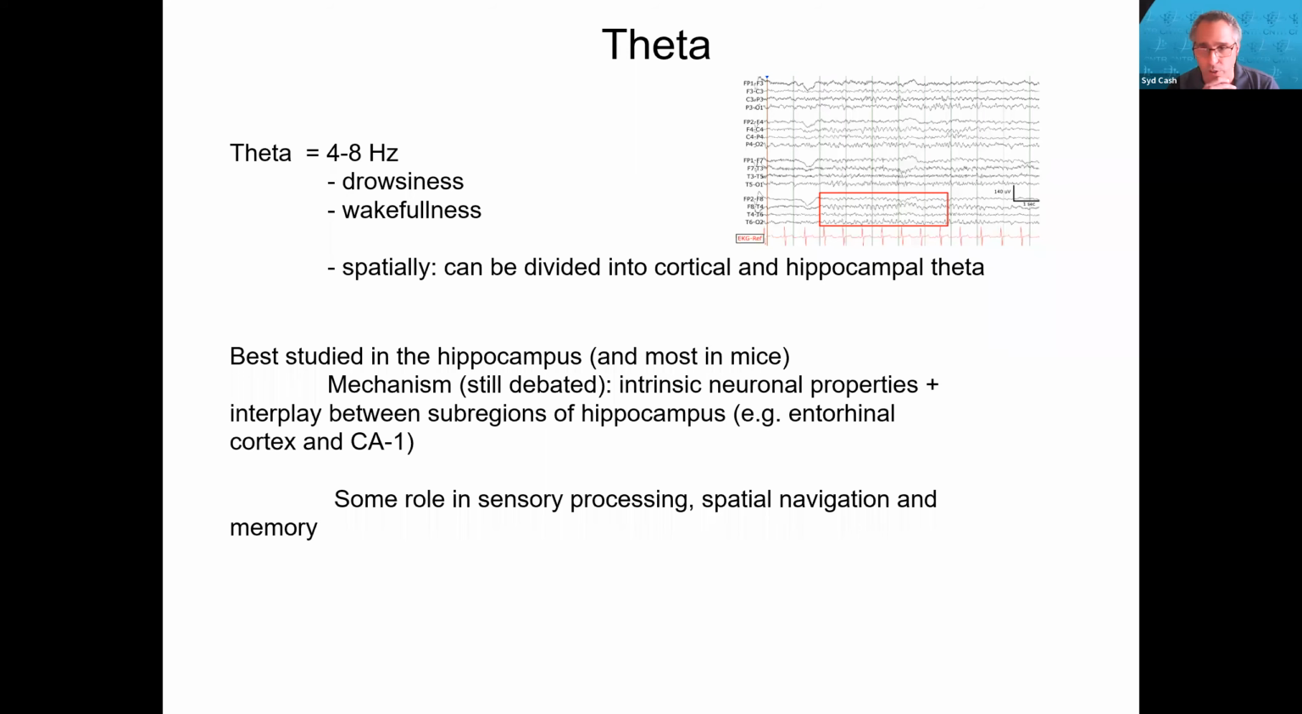On the other hand, the best studied versions of theta really are probably in the hippocampus of mice, where the mechanisms that generate theta still remain debated. And again, it probably comes down to multiple forms of theta under different states and different circumstances. But it's thought to be an interplay between some of the intrinsic neuronal properties as well as reciprocal interactions between subregions of the hippocampus, for example, entorhinal cortex communication with the CA1 region and back again, entraining the theta activity. It has been implicated quite a bit in sensory processing, spatial navigation, and memory in particular, in both animal models and in humans, but it's still somewhat of an open debate exactly what role it plays and how it plays that role. And it is also seen in pathology in that excessive theta under certain circumstances could indicate underlying brain injury. So it's not always a functional rhythm as far as we know.